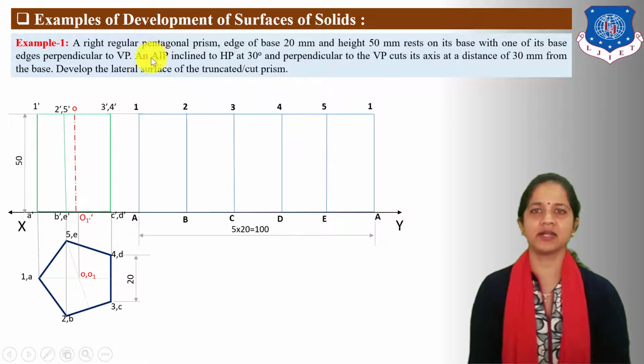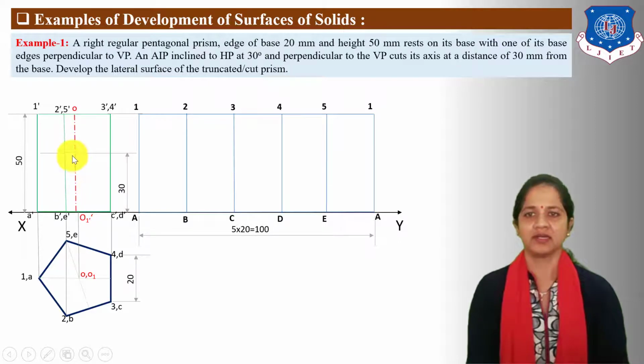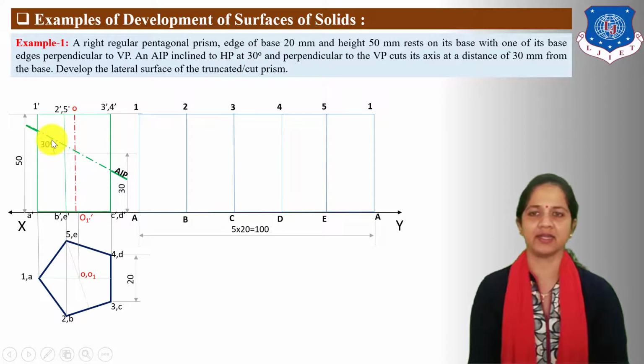Next locate the cutting plane line. Here an AIP cutting plane is given. The AIP cutting plane is inclined to HP and the inclination with HP is given as 30 degrees, and it is perpendicular to VP. The AIP cutting plane cuts the axis at a distance of 30 mm from the base. So first locate the 30 mm distance on the axis from the base. Next draw the AIP cutting line passing through this point at an angle of 30 degrees.